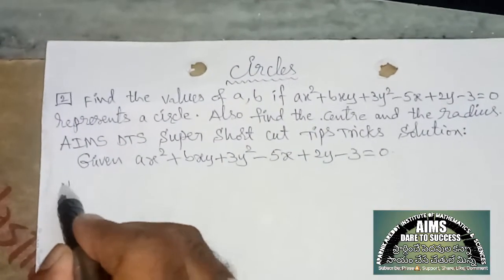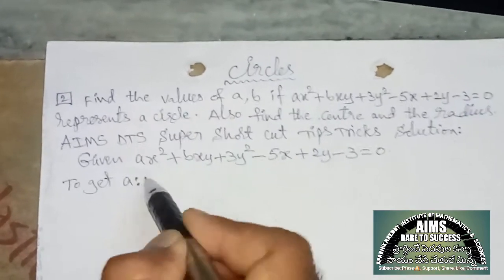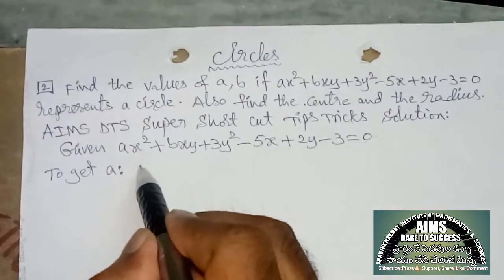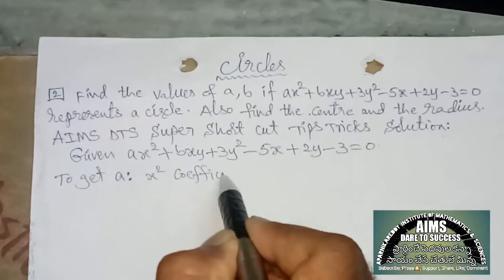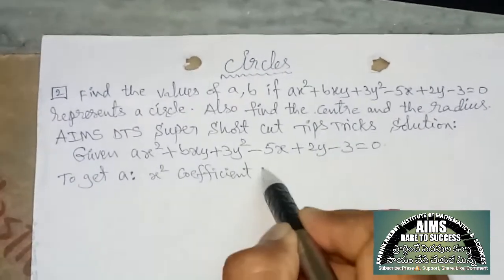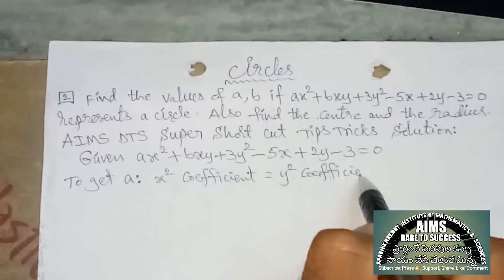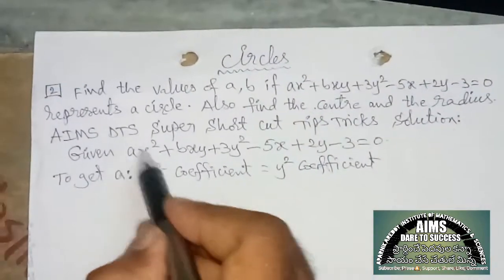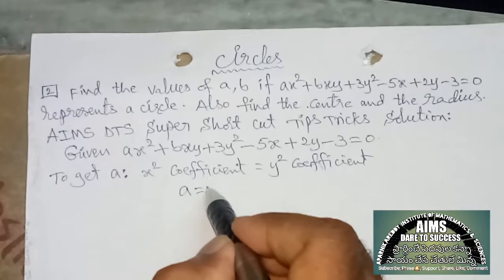Here I want to find the a value first. To get a value, as I already told you previously, the x square coefficient is equal to the y square coefficient. The x square coefficient is a, which is equal to the y square coefficient, 3.